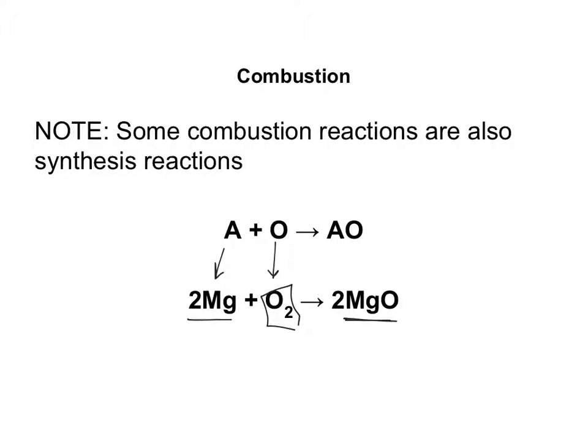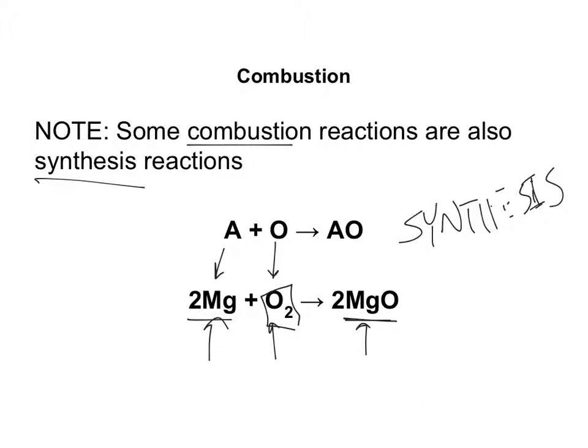Now, a little while back, on one of the earlier slides, I said that magnesium combining with oxygen, two reactants, one product, magnesium oxide, is synthesis, because you have a single product. That is true. Okay, you do have some reactions that fit into more than one category. This is both combustion and synthesis. Okay, because it's an element combining with oxygen, and they yield a single product. So it's combustion and synthesis. Either one is correct.